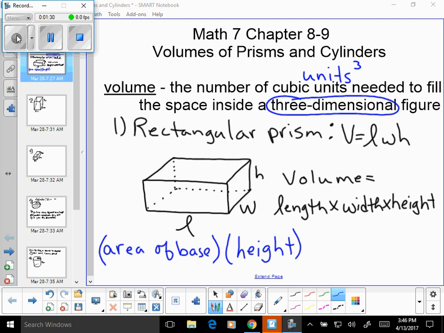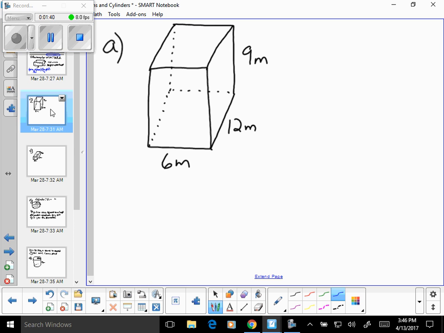We're also going to see that on the cylinder. So volume here is the area of your base, which is length times width, and then times your height. Let's look at example A. Here we have a rectangular prism. The 6 is the length, the 12 is the width, the 9 is the height.